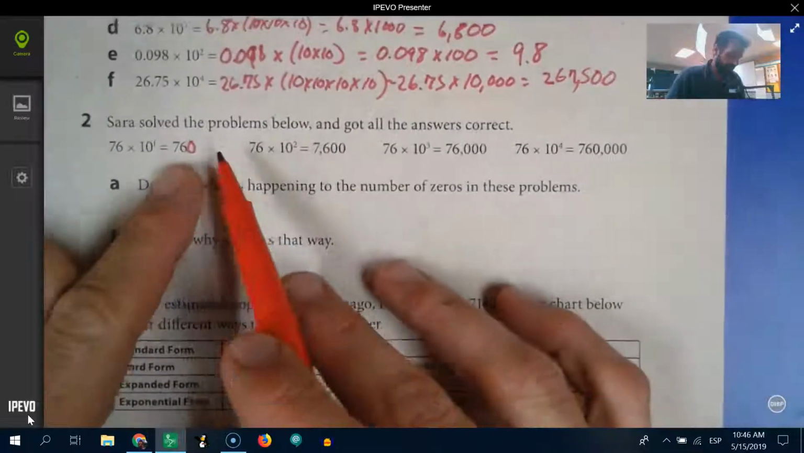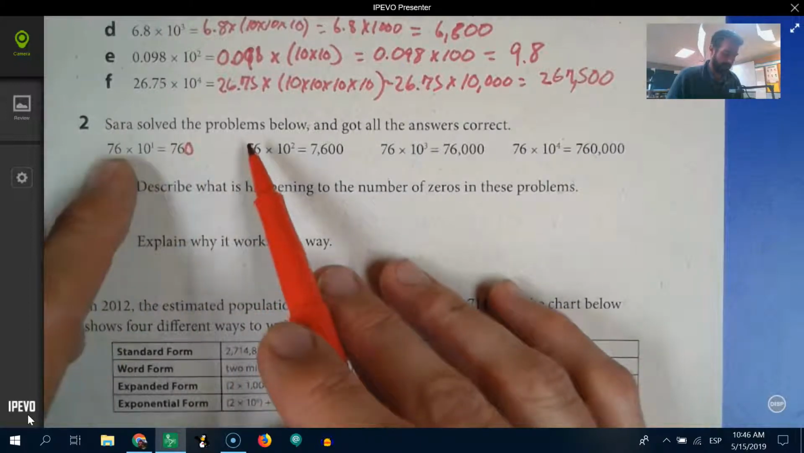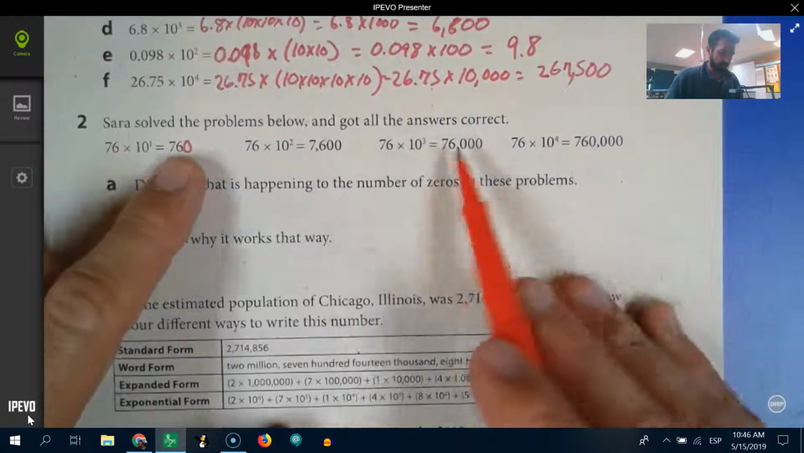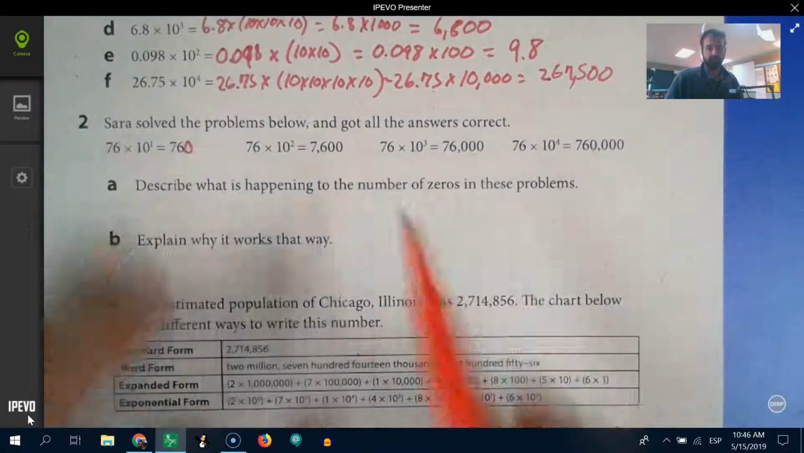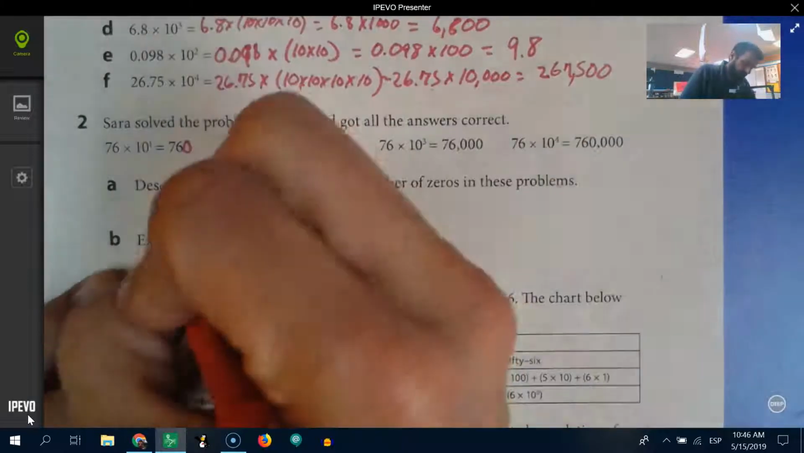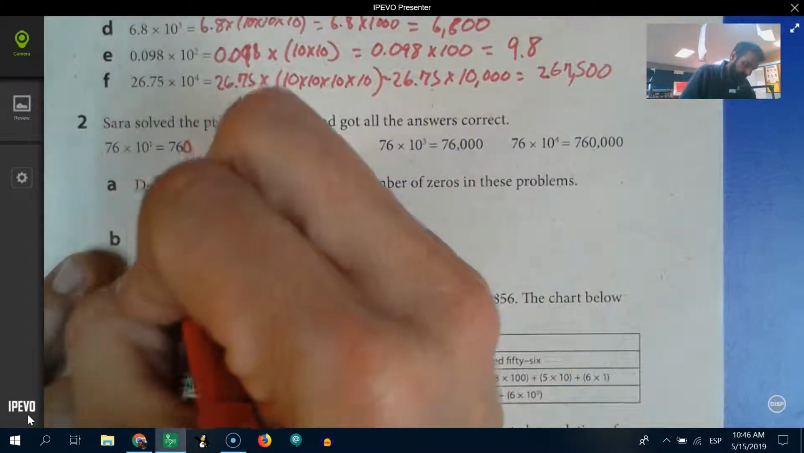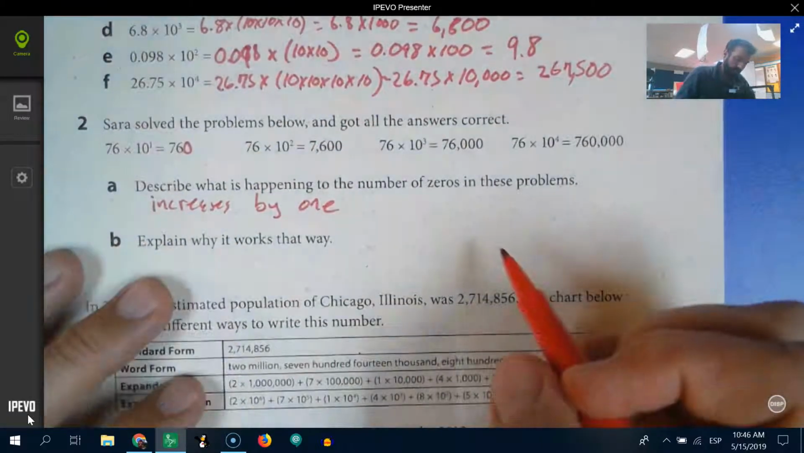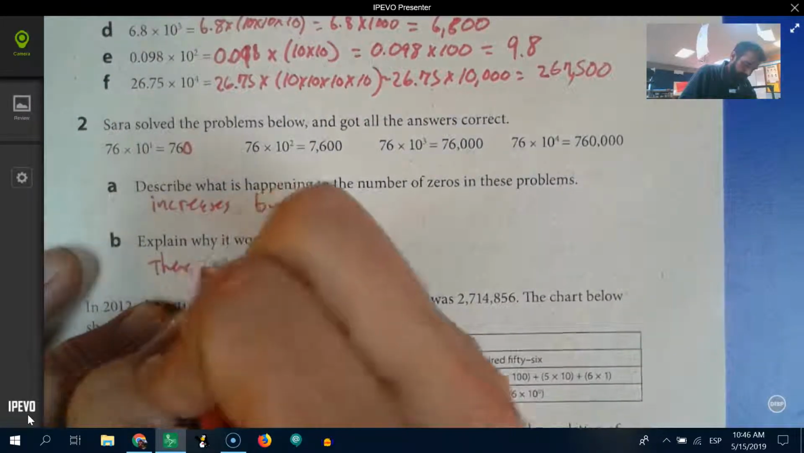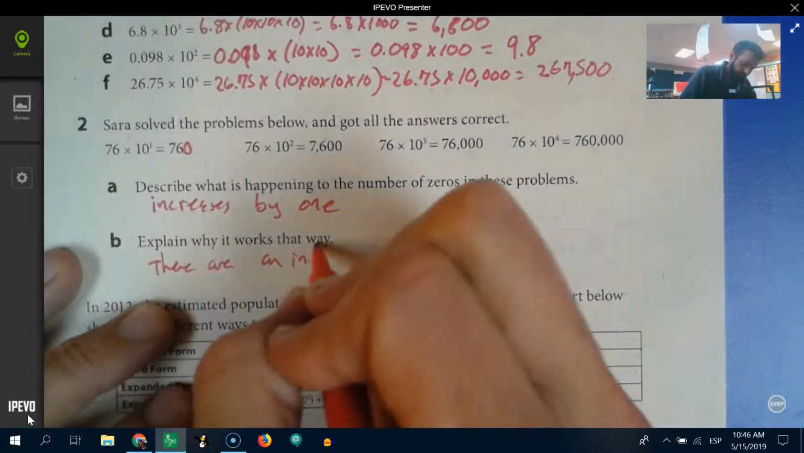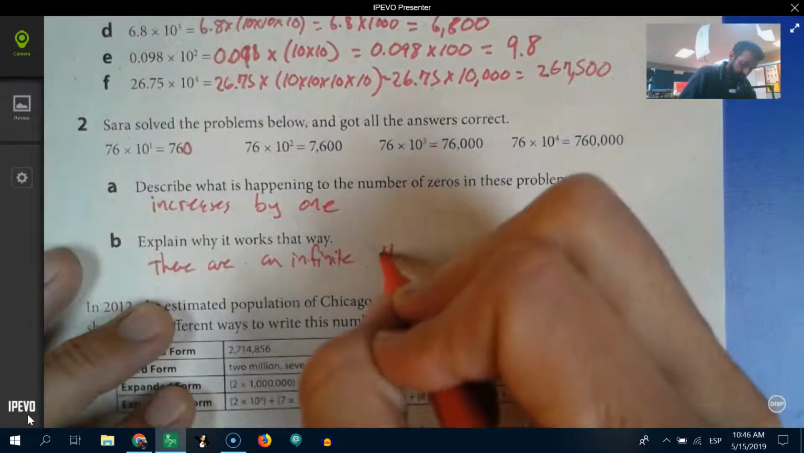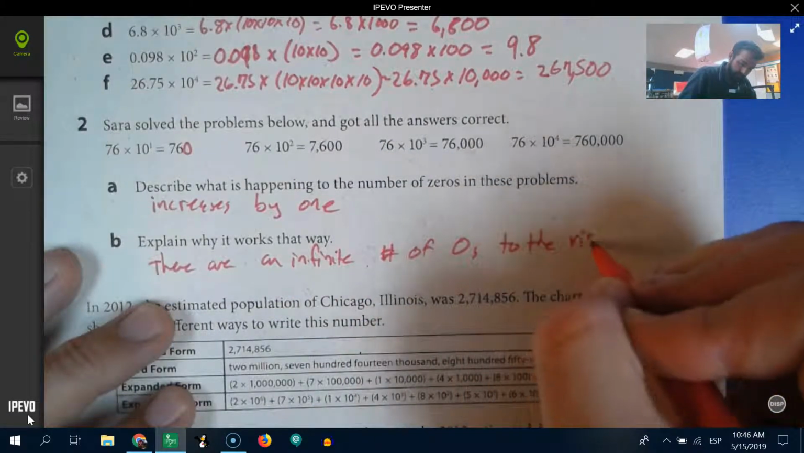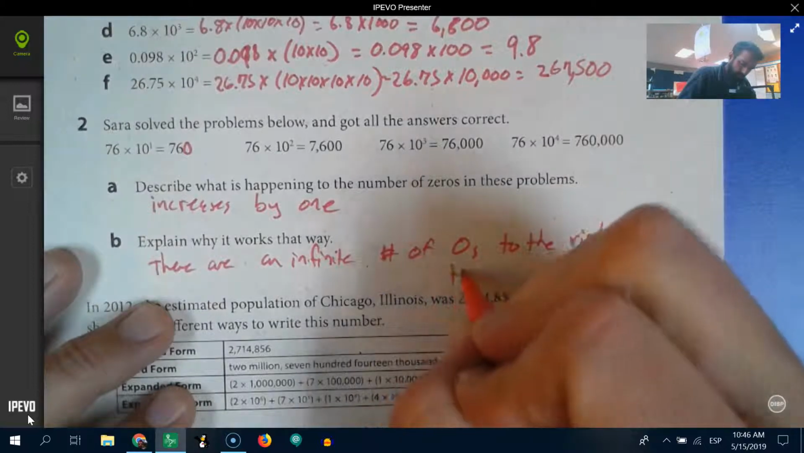Anyway, 76 times 10 is 760. Times 100 is 7,600. So the number of zeros increases by 1. Explain why it works that way. There are an infinite number of zeros to the right of the decimal point.